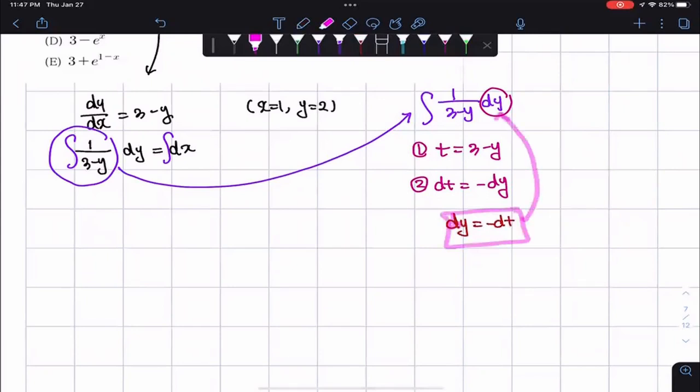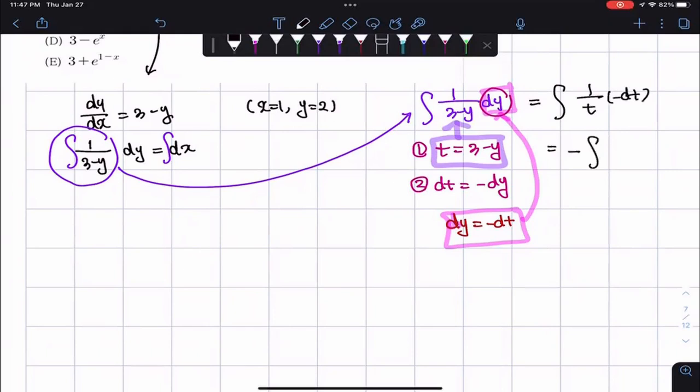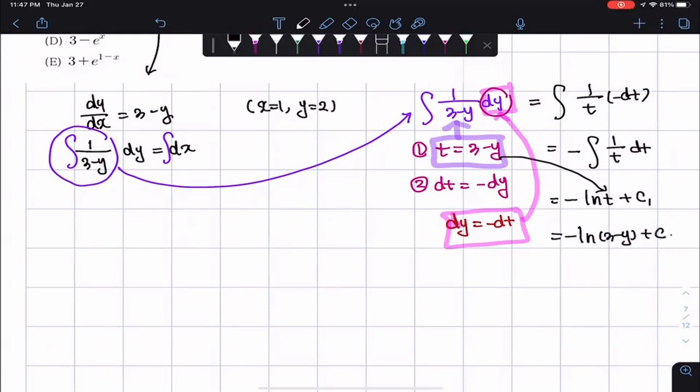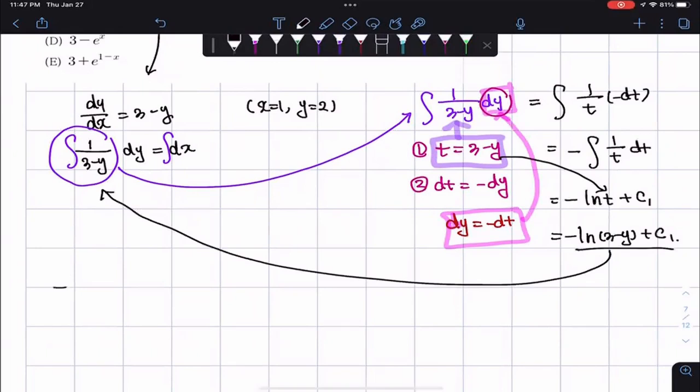Plug in this value instead of dy, and plug in this value for 3 minus y. So I can rewrite the integral of 1 over t times minus dt. Extract the negative sign: minus 1 over t dt. This is minus ln t plus c1. Plug in the value: minus ln of 3 minus y plus c1.